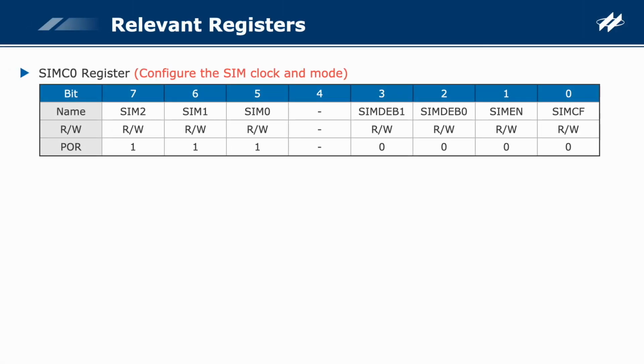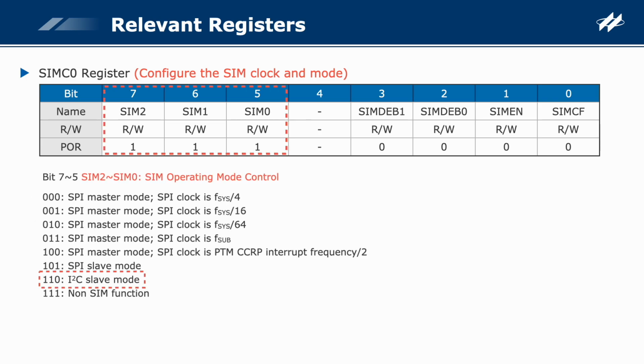First, let's look at the SIMC0 register. The SIM2, SIM1 and SIM0 bits are used to configure the SIM operating mode, including the SPI master mode and master clock frequency, SPI slave mode, and I²C slave mode. Note that the I²C interface of the HT8 MCU can only be used in slave mode, while the master mode requires a software emulation.